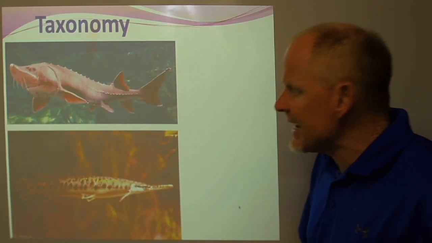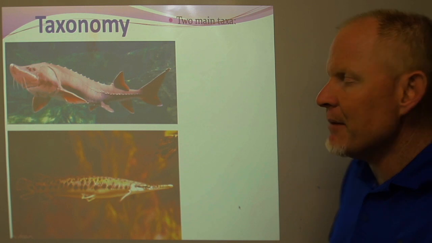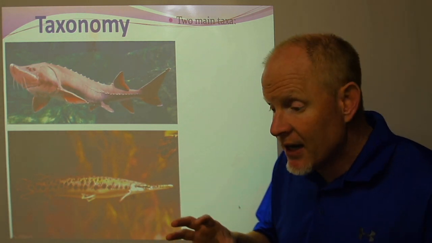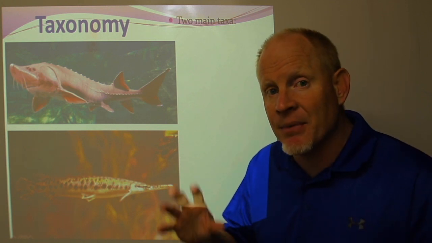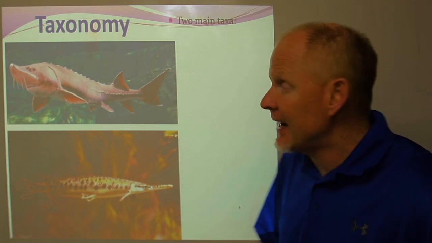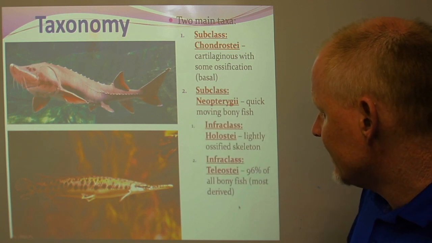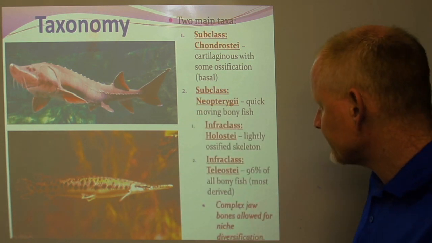Okay, let's look at their taxonomy. So again, we got a tremendous number of species. I know a couple of fish taxonomists, and man, it's unbelievable the number of fish that are out there, and I don't know how they keep them all straight. So we're just going to look at the big taxa. All right, so here are the big taxa.